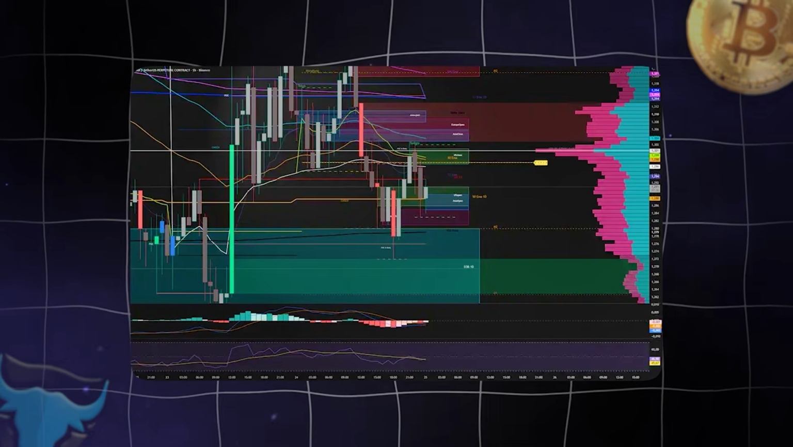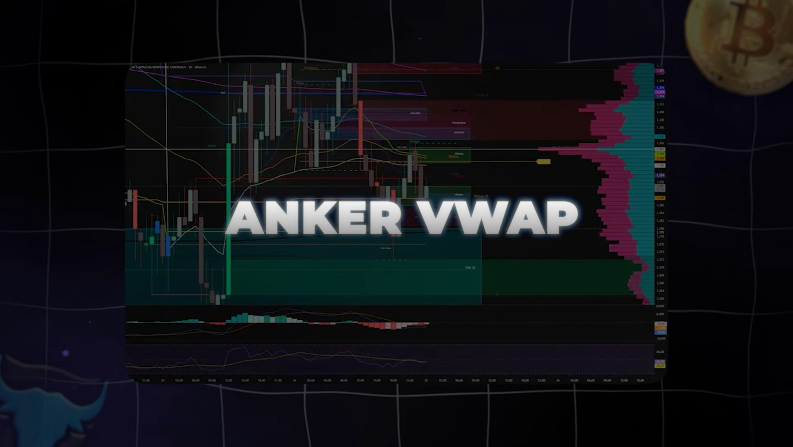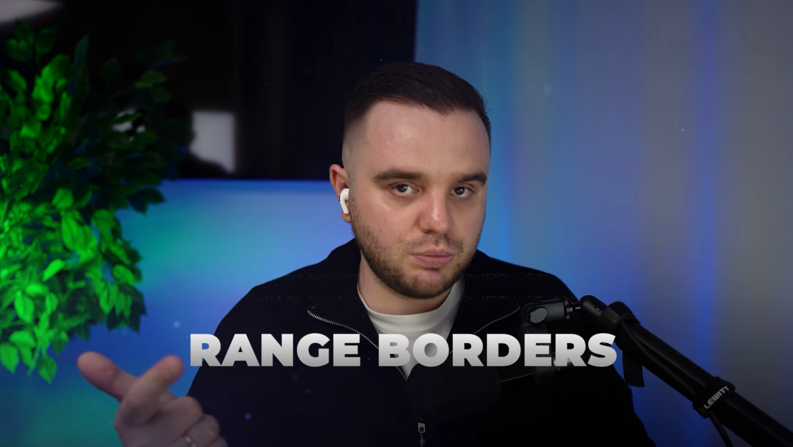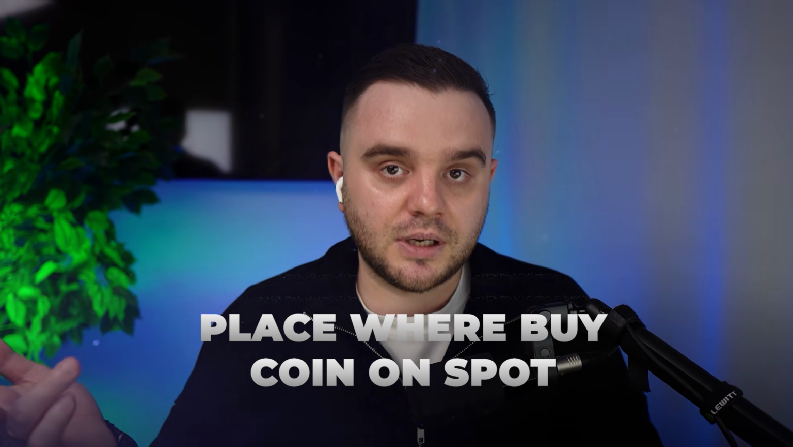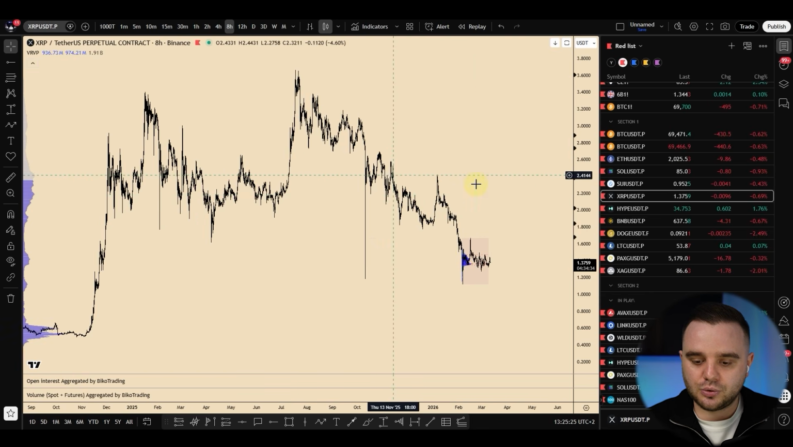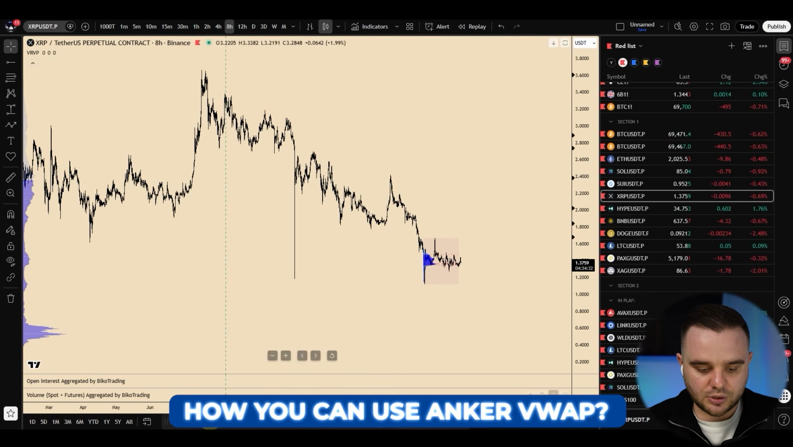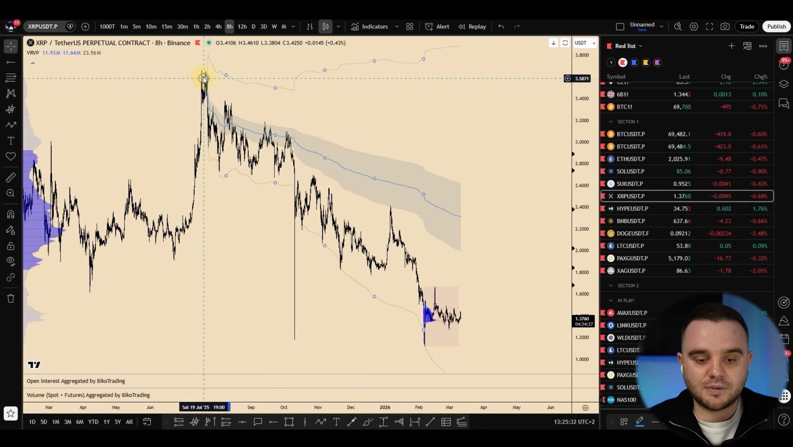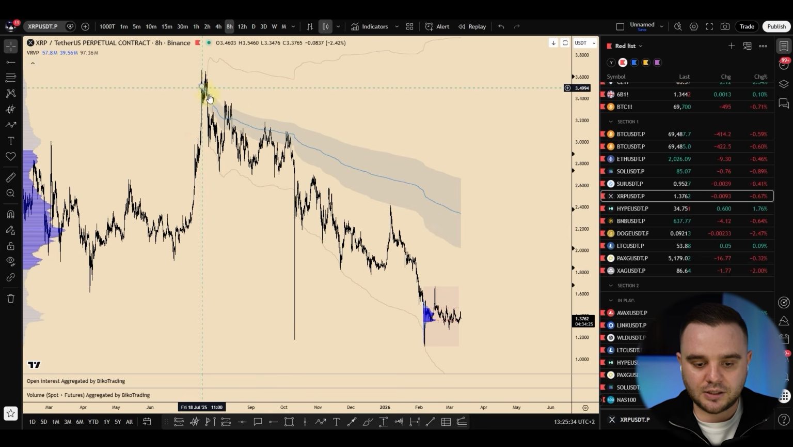And fourth, the last one, which I love, is Anchored VWAP. Why do I love Anchored VWAP? Because we can use Anchored VWAP in three cases: trend continuation, range borders, and even a place where to buy coins on spot. Let me show you really shortly how you can use Anchored VWAP, because you should use it together with other indicators.